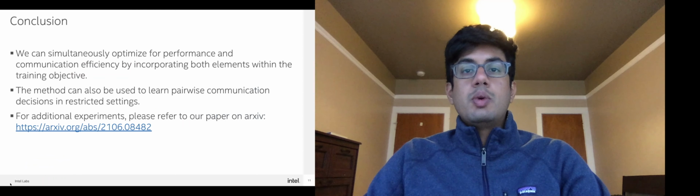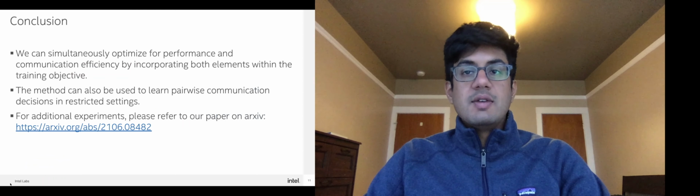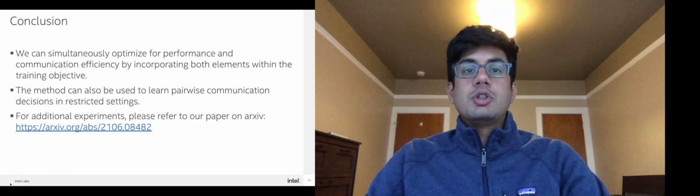To conclude, we have shown that it is possible to increase the efficiency of communication in multi-agent RL with a simple modification to the objective function that accounts for communication cost.